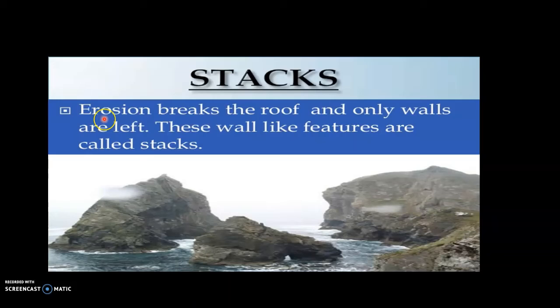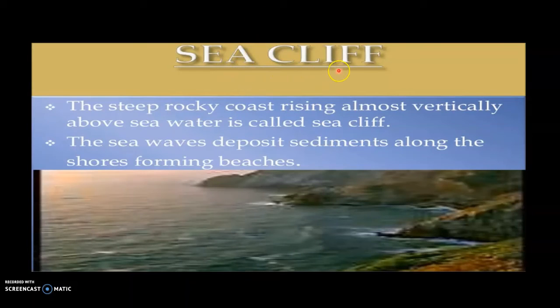Children, once more, erosion breaks the roof and only walls are left, and these wall-like features are called stacks. This is the picture of stacks. Next one is sea cliff. The steep, rocky coast rising almost vertically above sea water is called sea cliff.